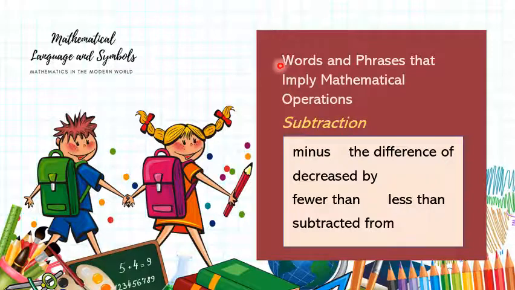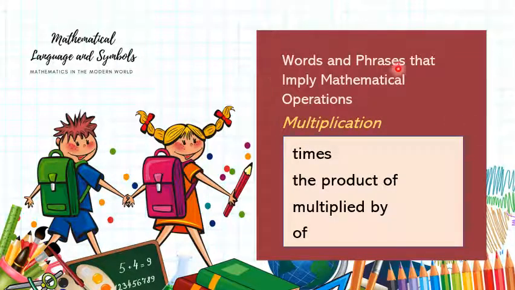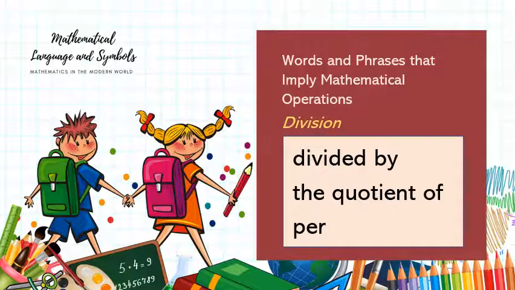The following are words and phrases that imply subtraction: minus, decreased by, fewer than, subtracted from, the difference of, less than. Words and phrases that imply multiplication: times, the product of, multiplied by, and of. Words and phrases that imply division: divided by, the quotient of, and per.